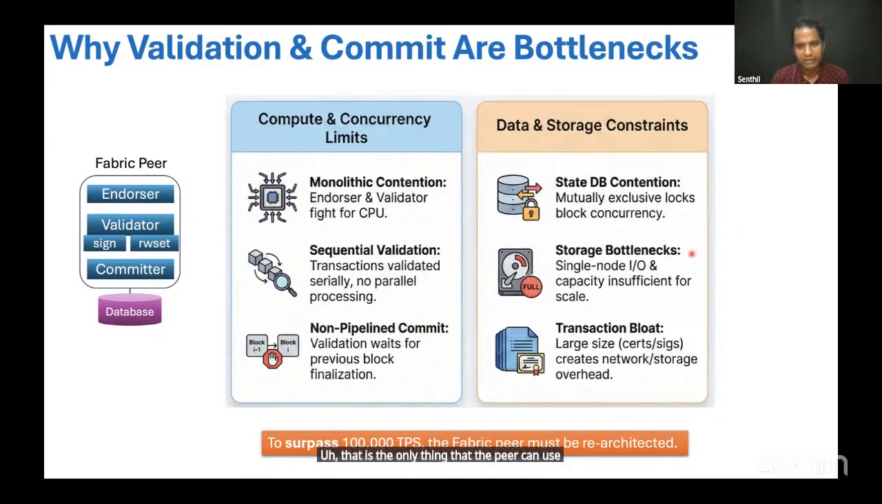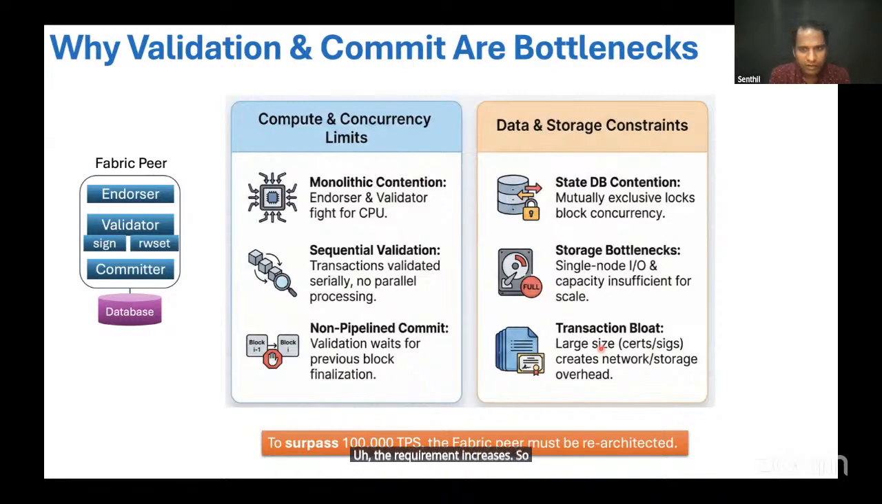So that will again become a bottleneck. And finally, there is the transaction size. There is a signature, right? There is a client signature, and there is an endorser signature. Along with each signature, the X509 certificate is also sent. Each certificate is of size 1 KB, so this would increase the transaction size. As a result, the requirement for both the network as well as the storage increases.